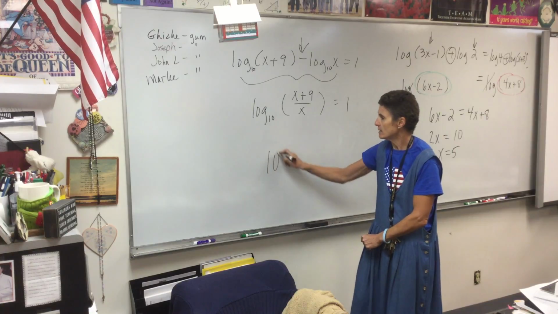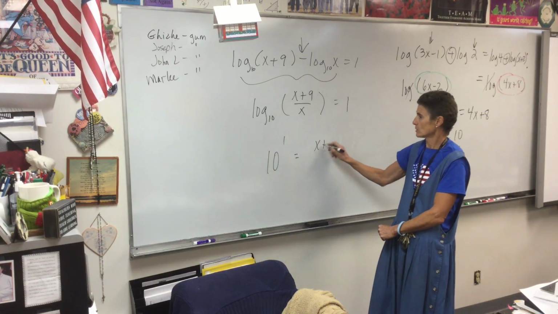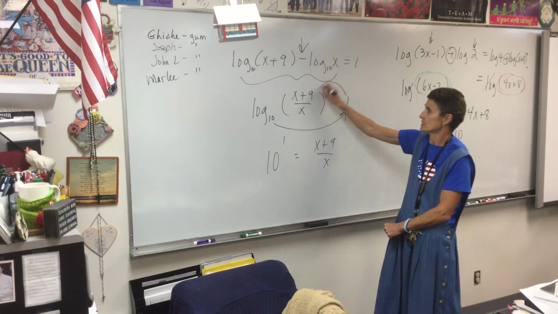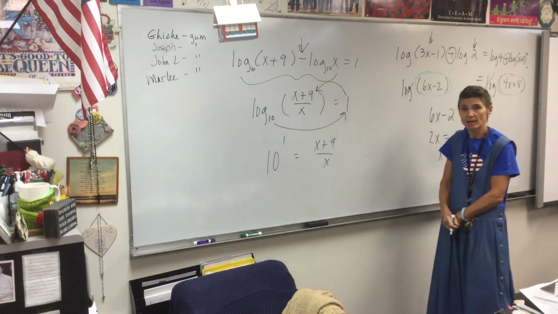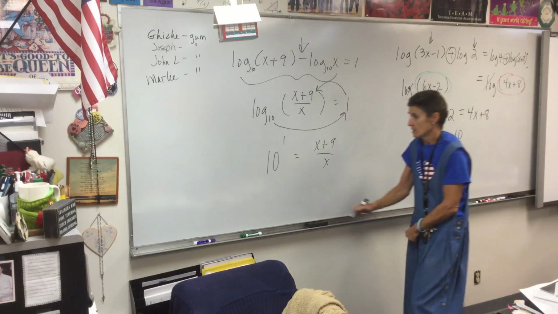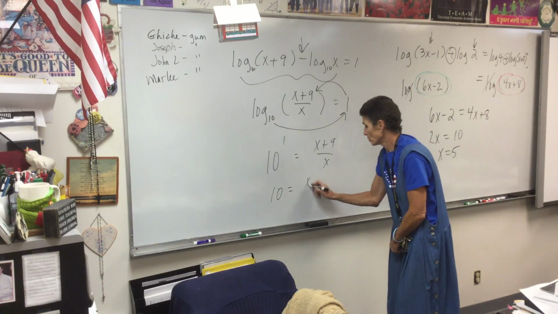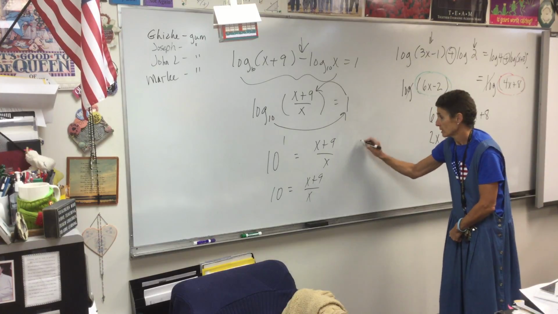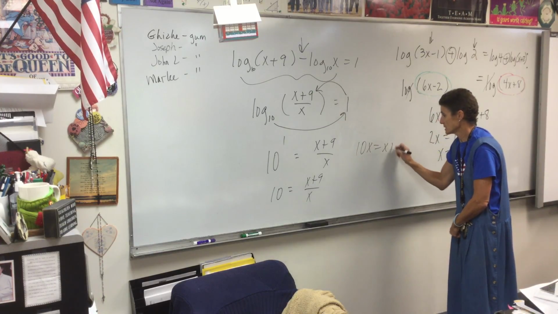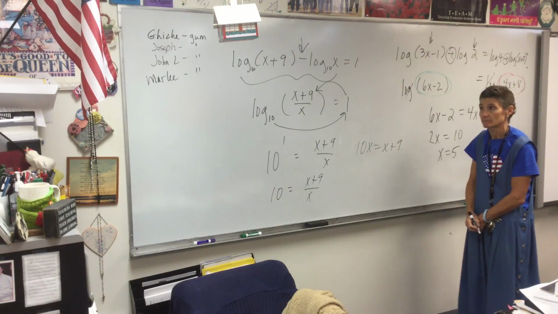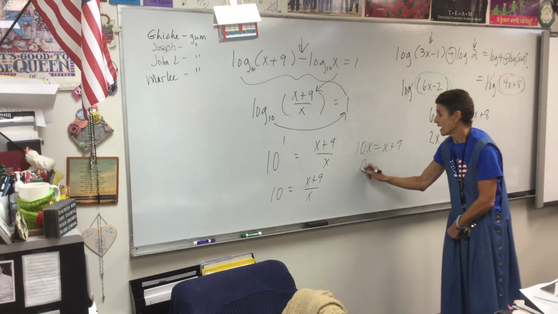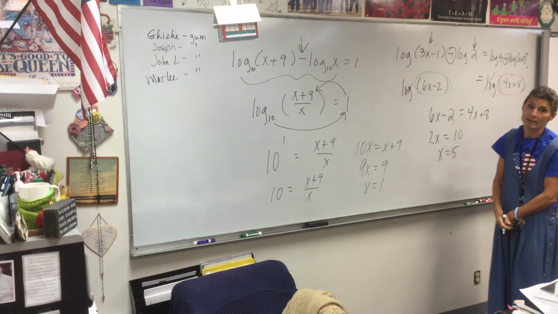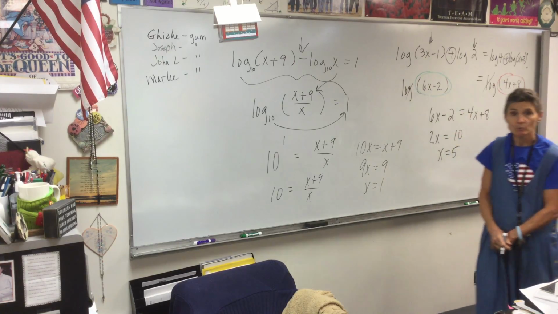So 10 to the first equals x plus 9 over x. So 10 equals x plus 9 over x. 10x equals x plus 9. 9x equals 9 and x equals 1 is the answer to the question.